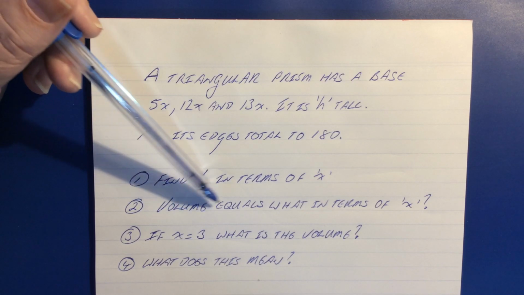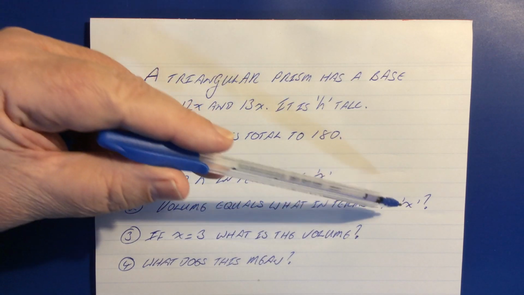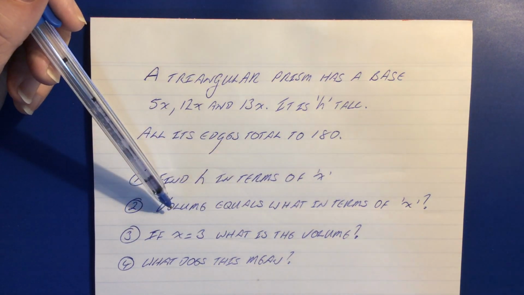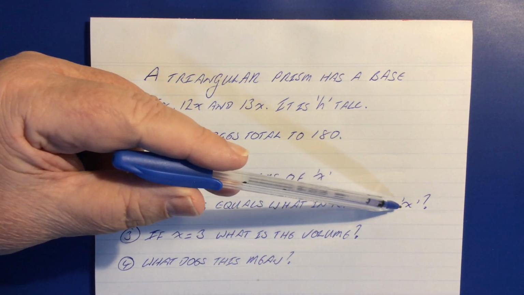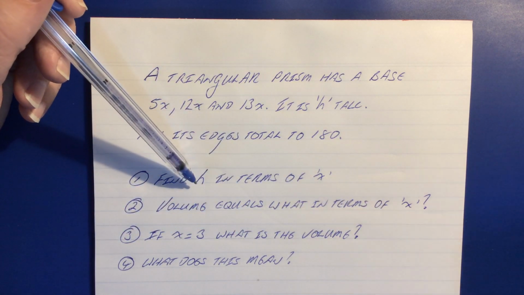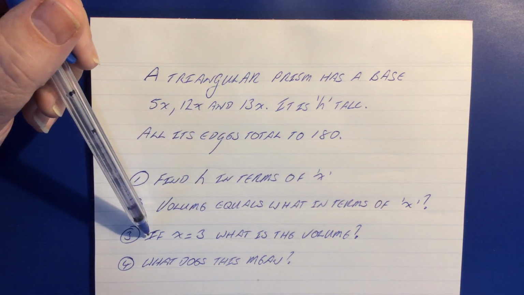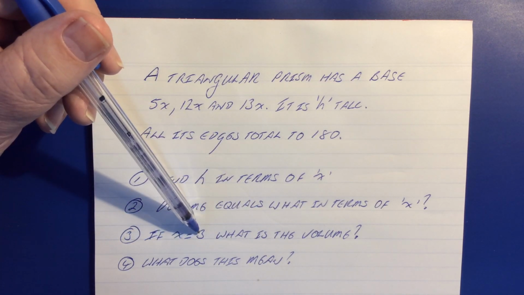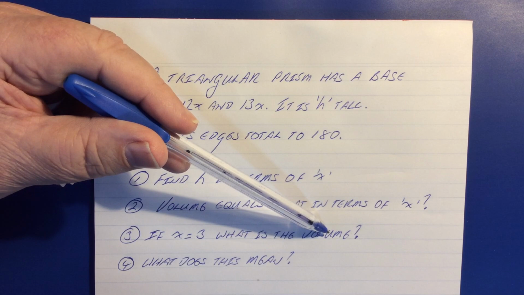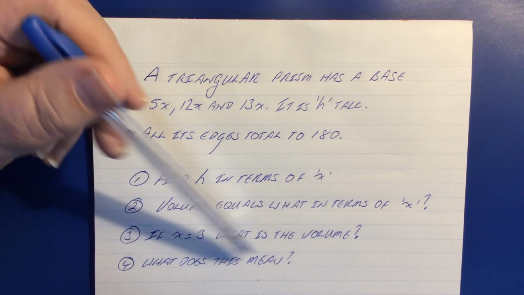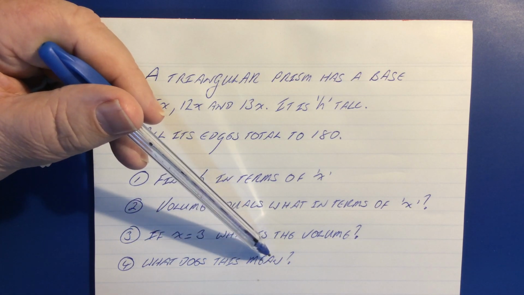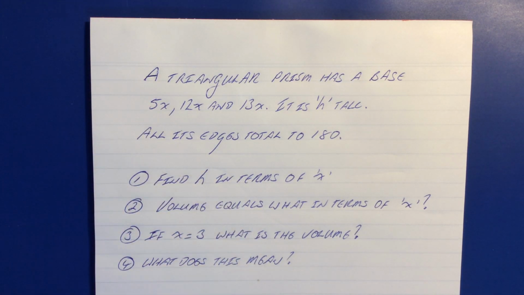We're asked to find what the volume equals in terms of x. So that's basically write a formula for the volume using only x as a pronumeral, so no h. And then we're asked to test that by inserting 3 into the formula and finding out what the volume is. And once we get that answer, we have to explain what that means. So, let's get started. Let's draw this thing.